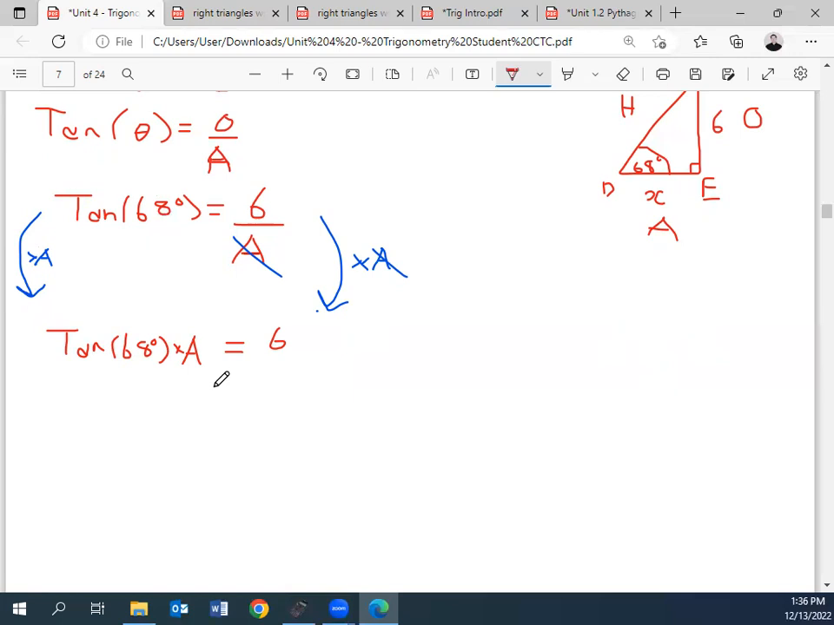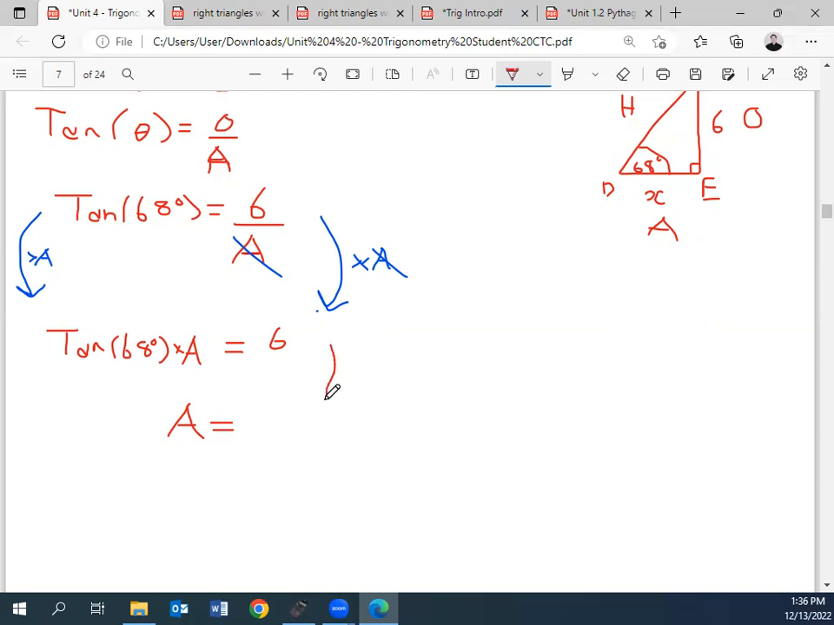Cool. But remember, what was my goal? What am I trying to get by itself? A. So my goal here is I'm just going to have A equals my answer. And now I'm getting close to doing that, but there's something in the way. What do I need to get rid of on this left side? Tangent of 68. Yeah, you betcha.